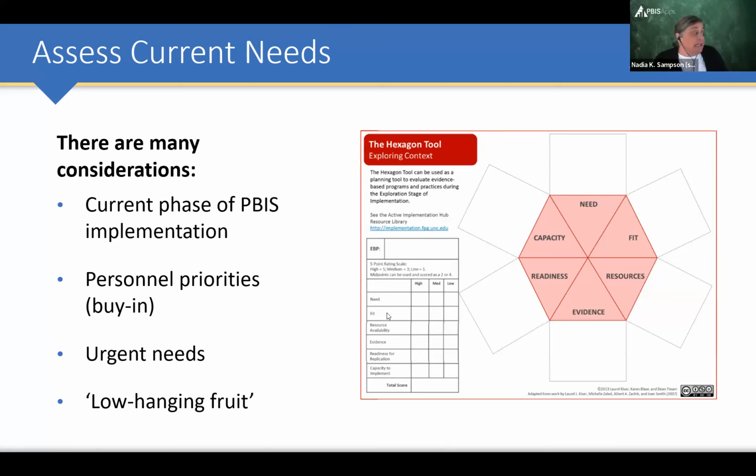talk about, well, what's the need? How does this fit with our current priorities? Is it available to us? Do we have, for example, a SWIS facilitator? Do we have people to enter data? Evidence, what's the evidence that shows that this tool or this evidence-based practice actually works? Are we ready for this? And do we have the capacity to implement?